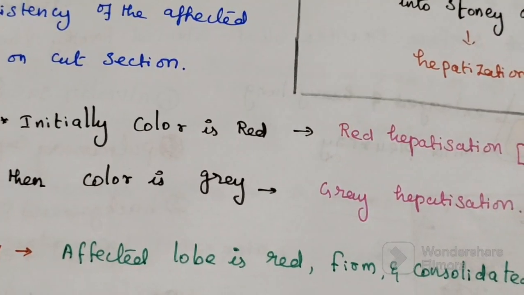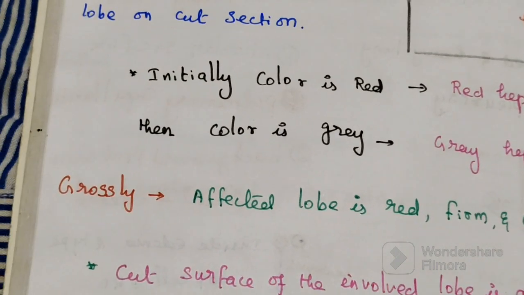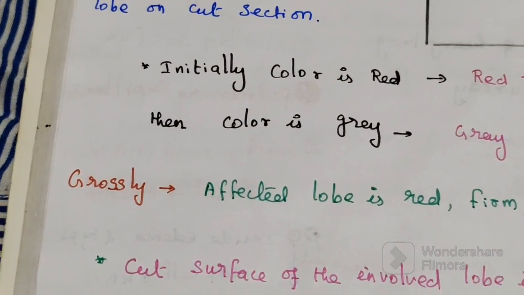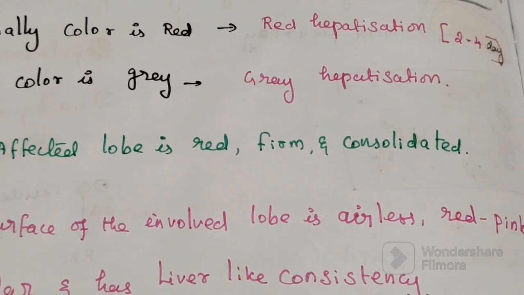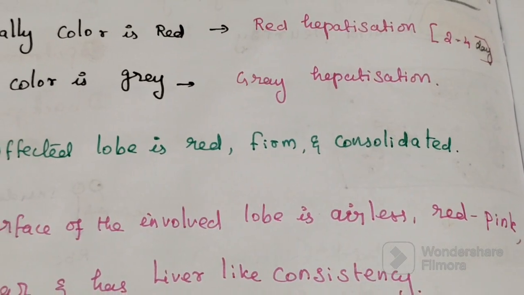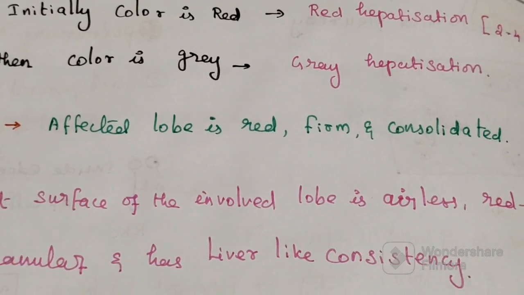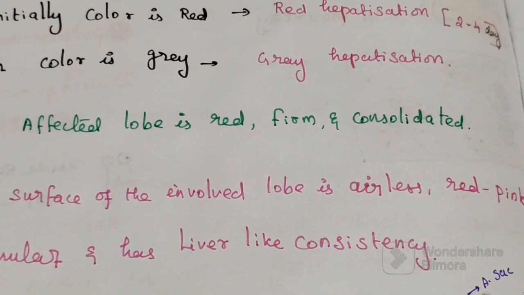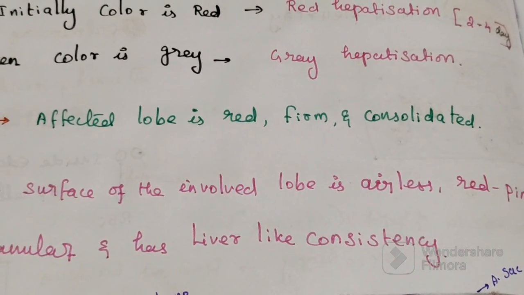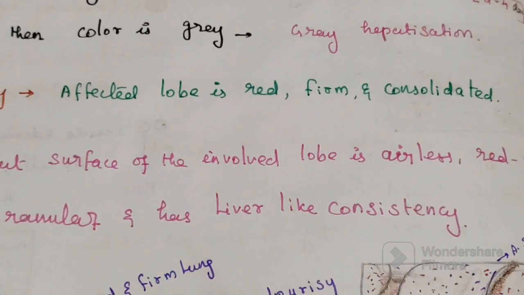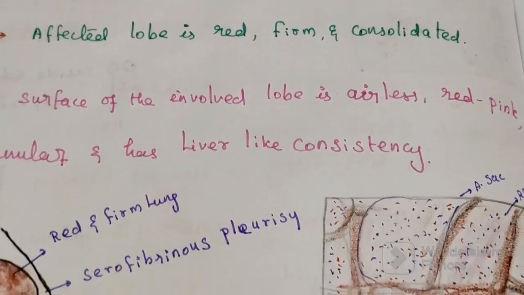Third stage, the color changes into gray, so gray hepatization. Grossly, the affected lobe is red, firm and consolidated. On cut surface, the involved lobe is airless, red-pink, dry, granular, with liver-like consistency. Red hepatization, early consolidation, 2 to 4 days.